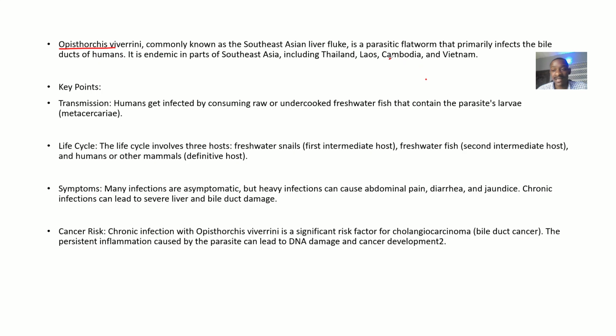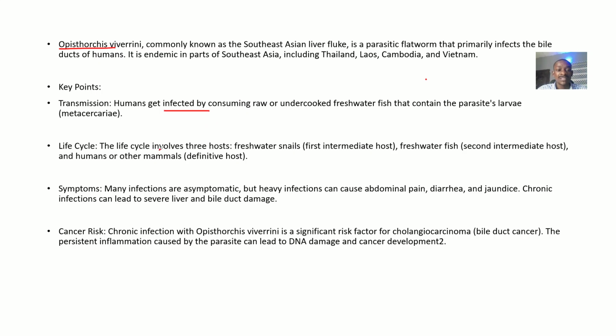It's endemic now in places where you commonly find it: Southeast Asia, including countries like Thailand, Laos, Cambodia, Vietnam. The key point for transmission is that humans get infected by consuming raw or undercooked freshwater fish. Some people consume raw fish around that side, it could be due to cultural practices or poverty. Sometimes the fish contains the parasite larvae, the metacercariae, and if you don't cook it very well, you can still ingest it.